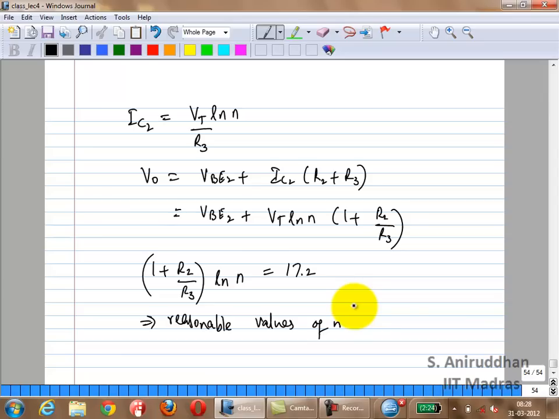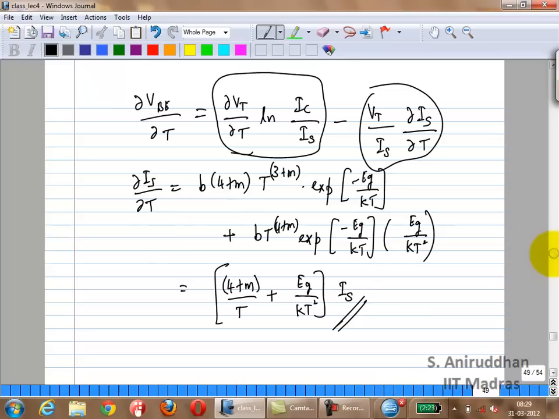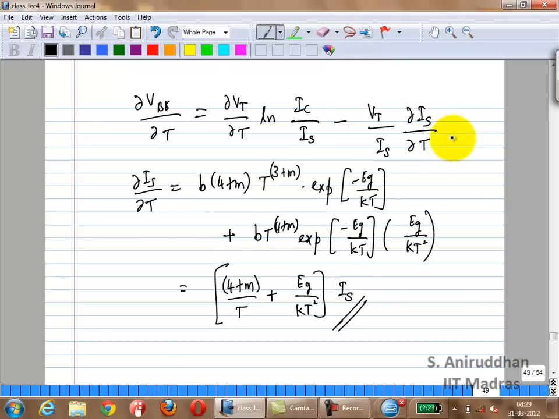Okay? Now let's go back. What was IC2? VT over R3 ln n. Right? Is it a function of temperature? It is. In fact, it happens to be proportional to temperature. Okay? So now let's go back and calculate the real dou VB by dou T. So this is the term we had yesterday, and now you'll have one more term, right, where you'll have taken into account IC variation also.